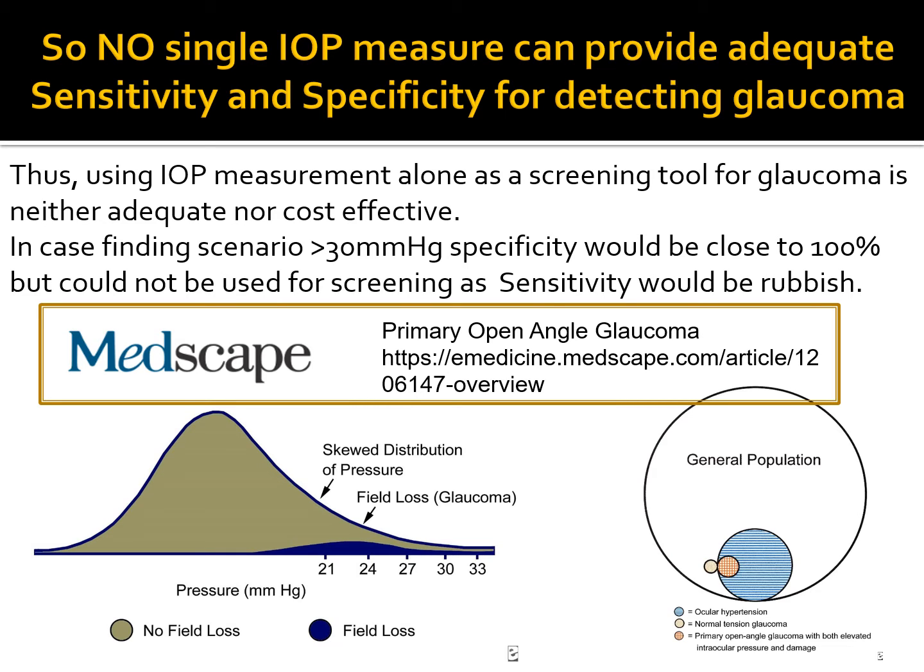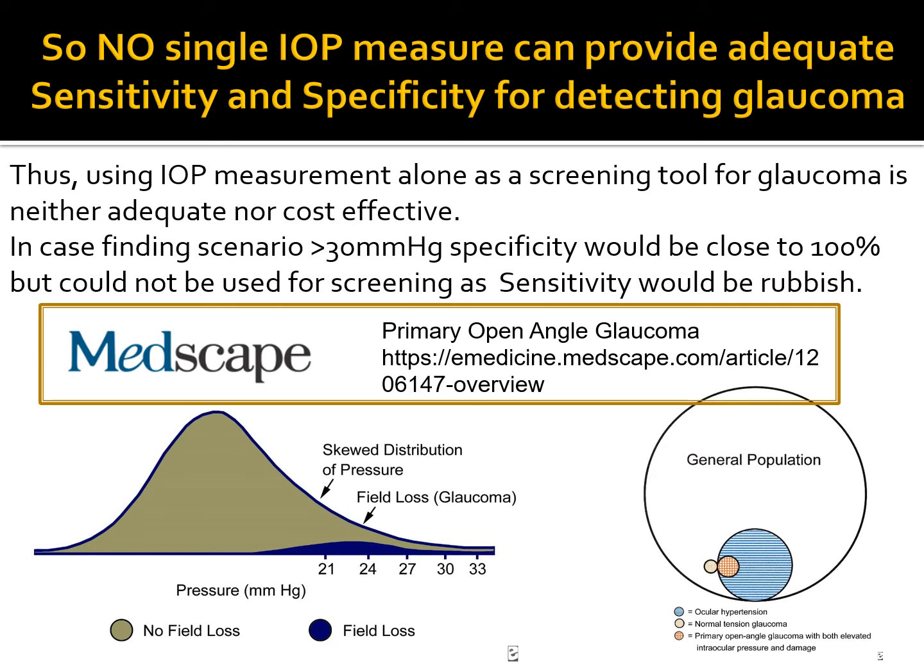And Medscape beautifully encapsulates this. There are your curves of IOP, and the blue bit is the area that produces a glaucomatous field loss. So we've got a range in the blue of going from, I don't know, maybe about 15 up to obviously over 30. But you've got that huge olive-looking area where there's no field loss. So pressure is just hopeless, really.